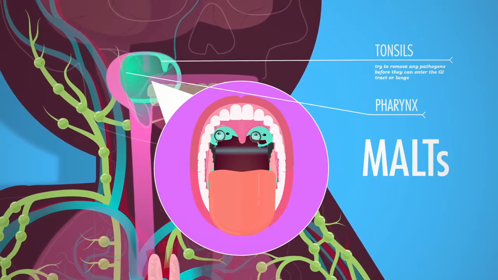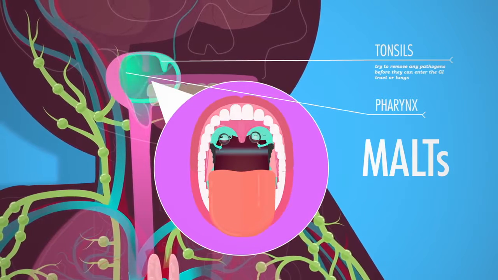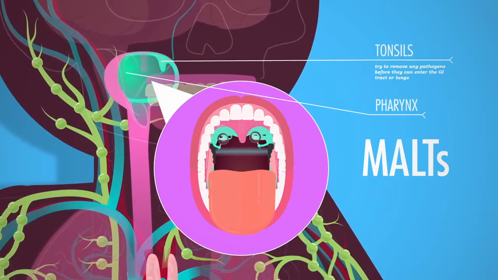There, they can inspect everything you eat and breathe and try to remove any pathogens before they enter the GI tract or lungs. It's a pretty big job, actually, which is why sore throats and swollen tonsils are a common sign of a cold or other infection.